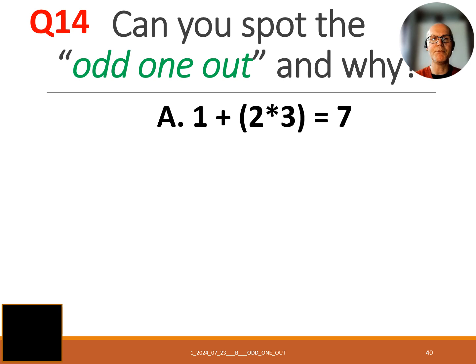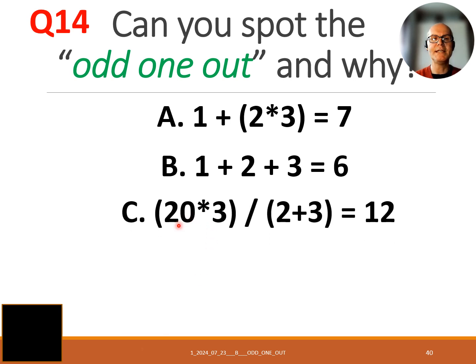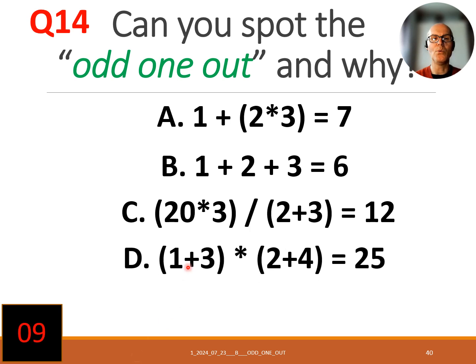Question 14, again BODMAS. 1 plus 2 times 3 in brackets equals 7. 1 plus 2 plus 3 equals 6. 20 times 3 in brackets divided by 2 plus 3 in brackets equals 12. And D, 1 plus 3 in brackets times 2 plus 4 in brackets equals 25.